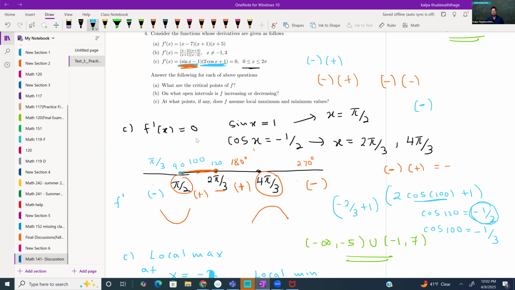So it's minus times. Let me see. Minus 1/2 gives you 0 if you plug in cosine 100.